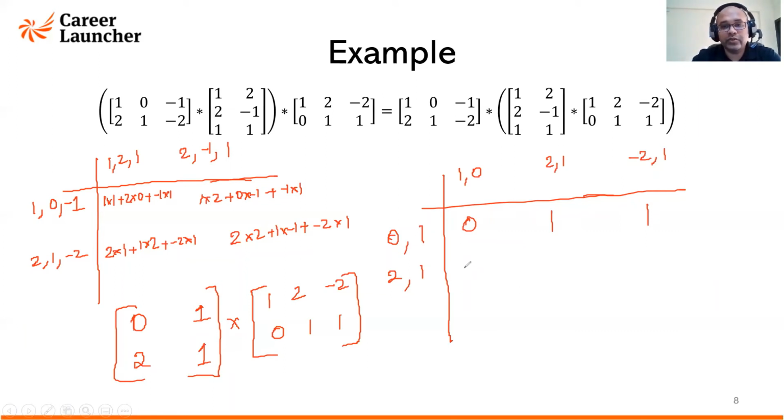So 2 into 1 is 2, 1 into 0 is 0, 2 2s are 4 plus 1, 5, minus 2 and 2, minus 4 plus 1, minus 3. So the matrix here becomes, the left hand side becomes 0, 1, 1. So left hand side, let me write it on the left hand side. 0, 1, 1, 2, 5, negative 3. This is your answer, left hand side.